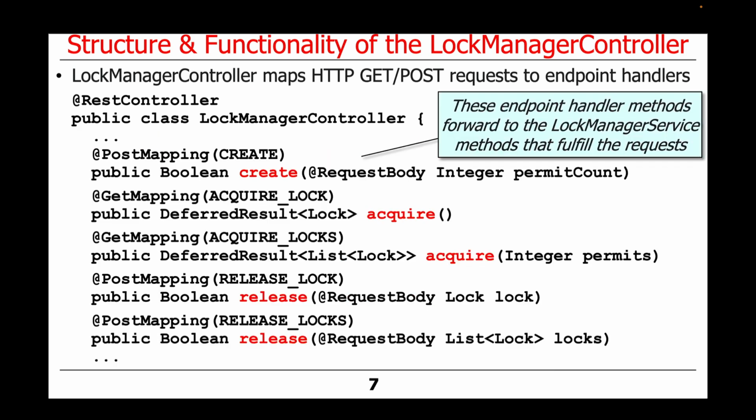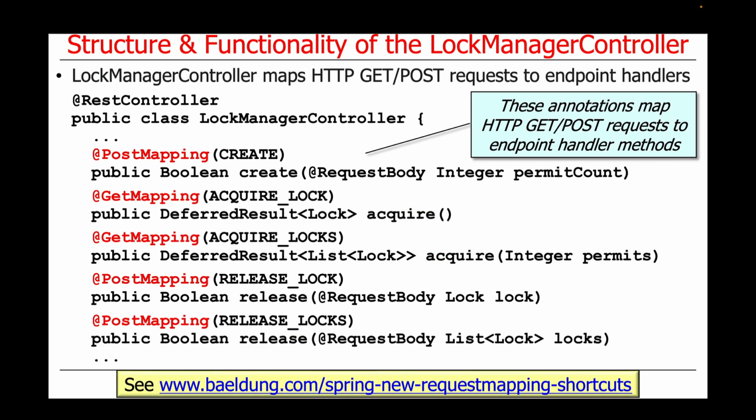There's a number of methods that are defined here in this LockManager controller, including create, which is essentially a constructor, two versions of acquire, one of which gets back one lock, the other gives back a list of locks, and then there are two corresponding versions of release, one that releases a lock that was acquired earlier, and another that releases a list of locks that was acquired earlier.